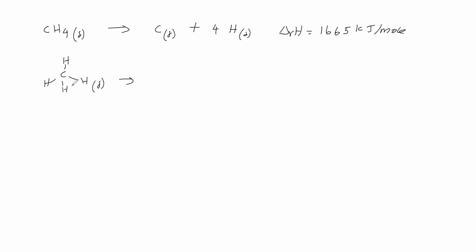Which bond are we breaking? Suppose we are breaking this bond. So we are getting CH3. This cleavage is a homolytic cleavage. Therefore, here one dot is there, and hydrogen gas also has one dot. We got free radicals.